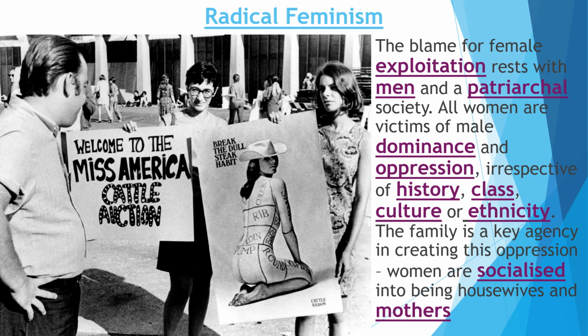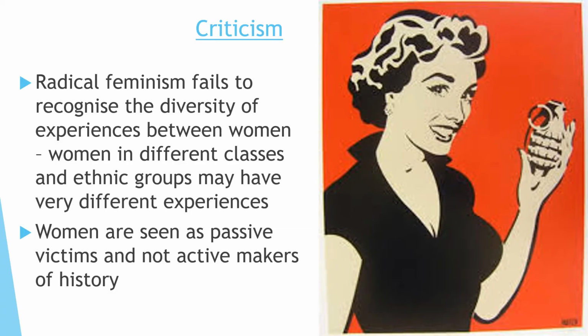Radical feminism, the gap fill here, the answer to this, blames female exploitation on men and patriarchy. It's a more extreme version of feminism. Women are the victims of male dominance, oppression and violence. There's been a history of oppression in society, and women are socialised into being housewives and mothers. Again, the criticism of radical feminism is that it's on the extreme end, the smallest group who speak the loudest, essentially, and it doesn't recognise the improvement in society, the progress that's been made. It also argues that women are passive victims in all this process. It doesn't recognise that women do stand up and resist patriarchal oppression.